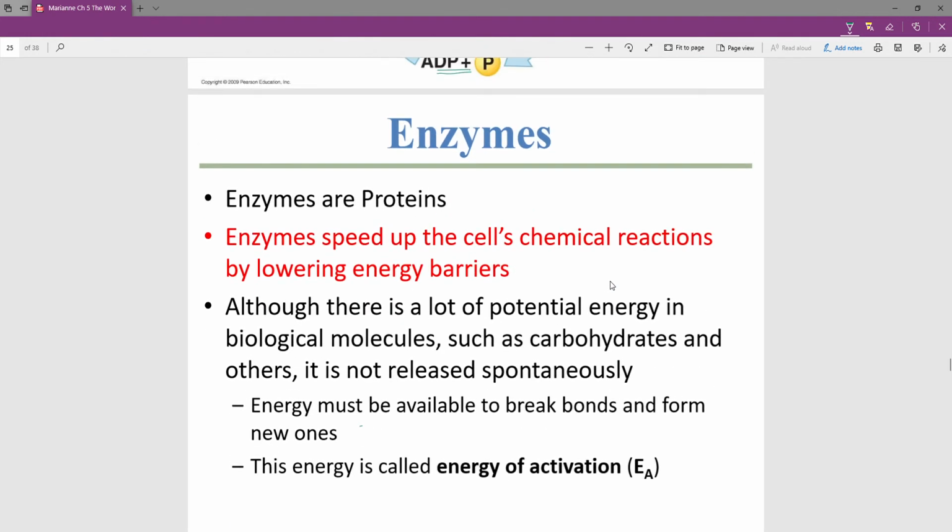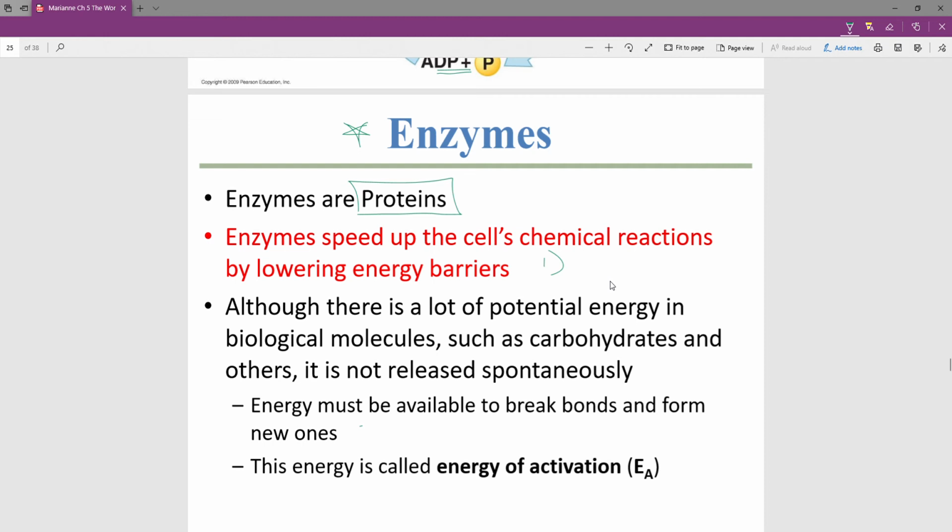Along with the chemical reactions and energy conversion, enzymes factor prominently in this. So we know that enzymes are proteins. Remember, that's your default answer. And we have several variations of definitions of what enzymes are. So we're going to start with the first one here, and I think there's about 3 different ways of saying this. So the first one is that enzymes speed up cells' chemical reactions by lowering energy barriers.